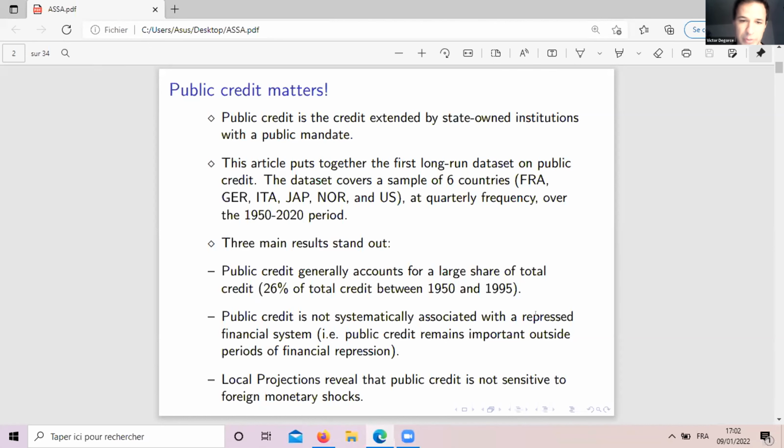Again, this is a preliminary result. I just try to look at the basic macroeconomic properties of public credit. And I do that by looking through the lenses of the trilemma, and I show that public credit markets are basically impervious to US monetary shocks. And this has important insights for other categories of models than the trilemma.